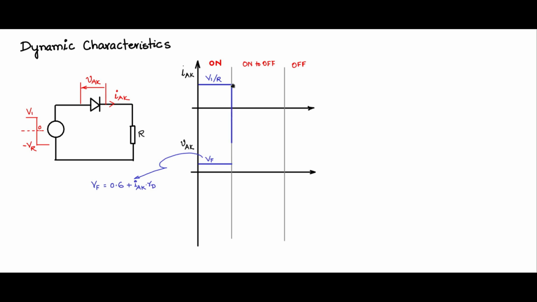Then the transition occurs. The input voltage source, from the high state, now transits to the low state, to a value minus VR.